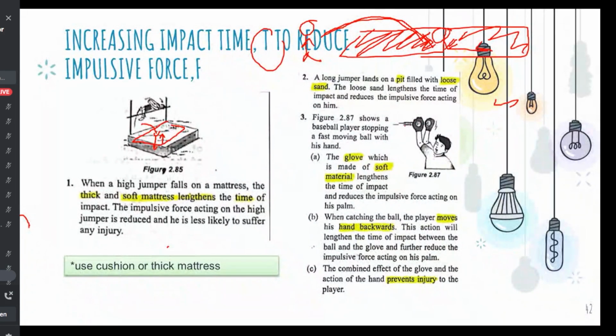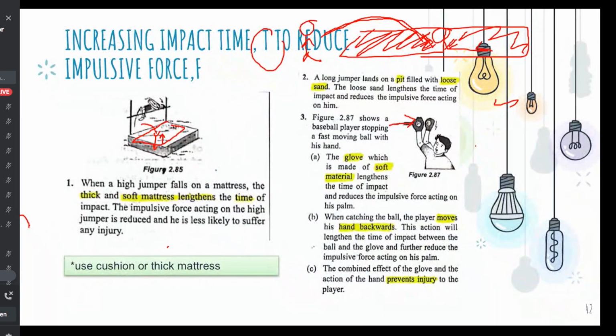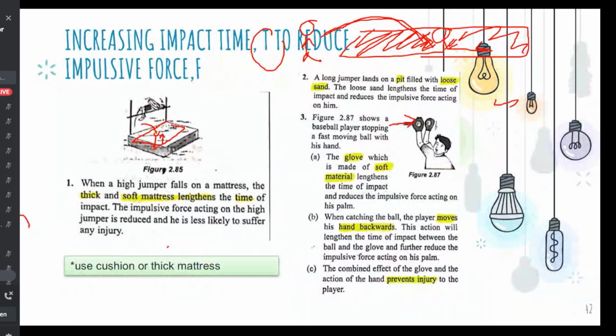I think you guys have seen before those matches, those baseball players catching the ball. Like this, his hand will move backwards like this. So basically, what is the function of this? When this baseball player is moving his hand backwards, actually there is a function, because when he moves his hand backwards, it will lengthen the time.